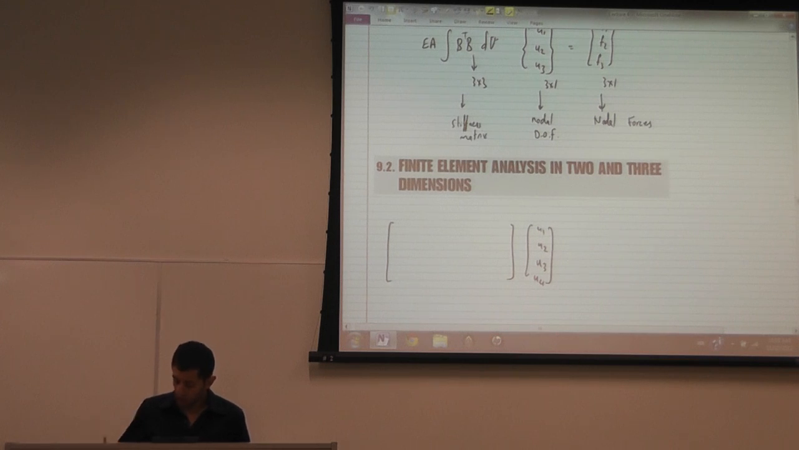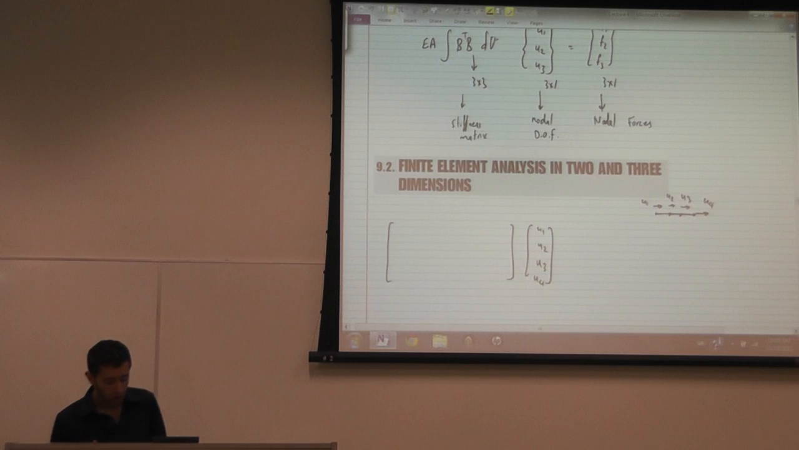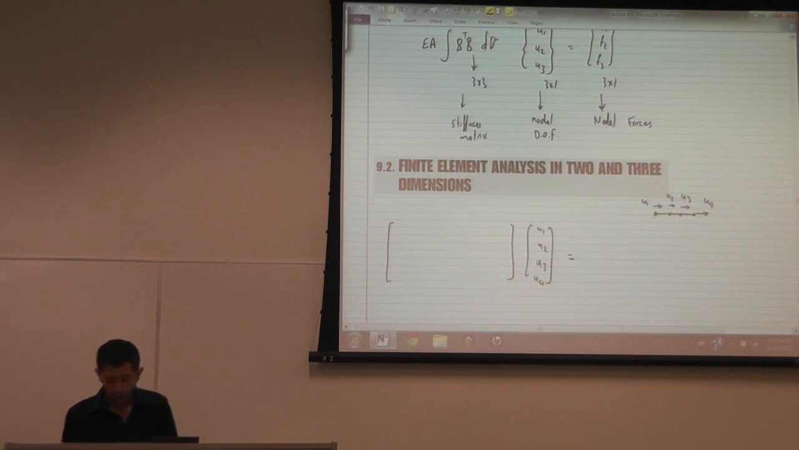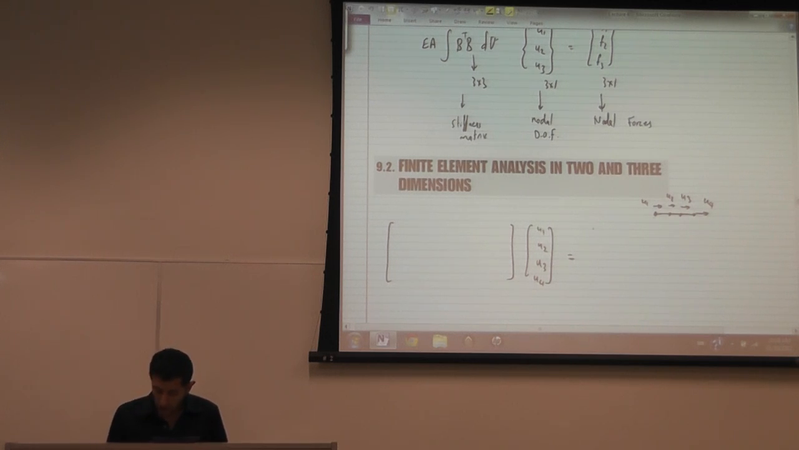Assuming that I have a structure with four nodes, and the degrees of freedom are those horizontal displacements of the nodes, U1, U2, U3, and U4. And I have not included any of the essential boundary conditions. But I know for sure that U1 is zero. What makes U1 zero is the reaction that I wrote.